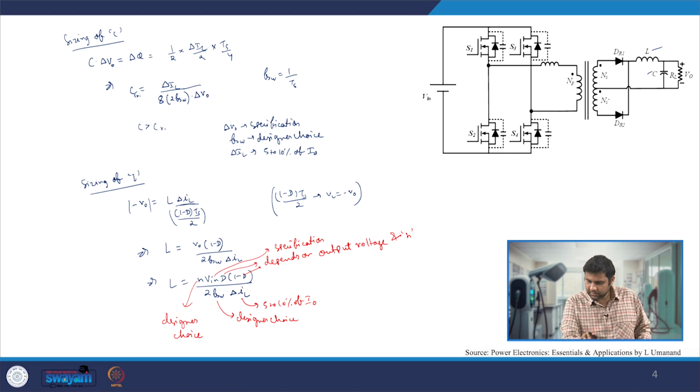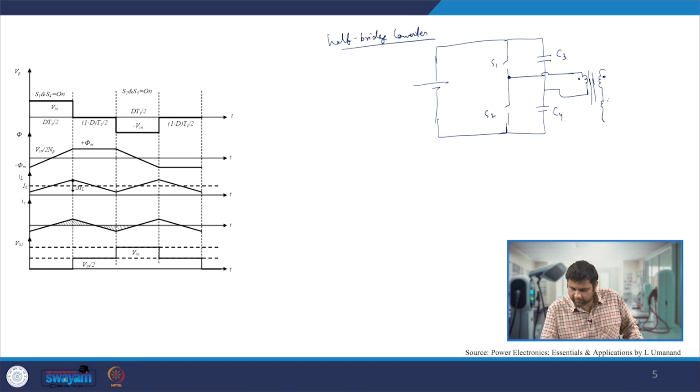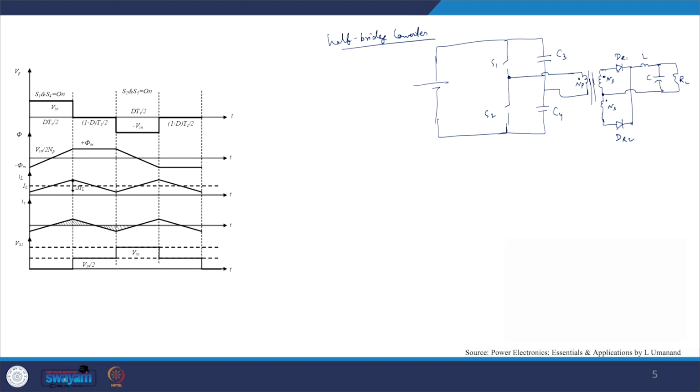On the other side we have NP and NS, diode DR1, diode DR2, and this way RLC, and this is connected like this.